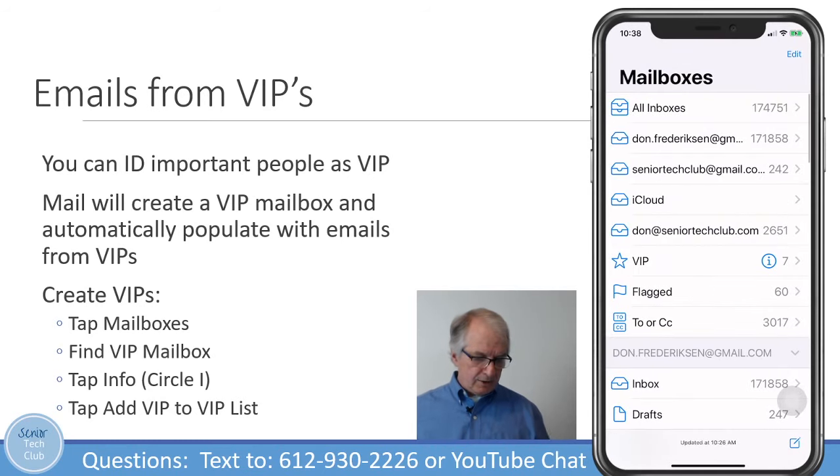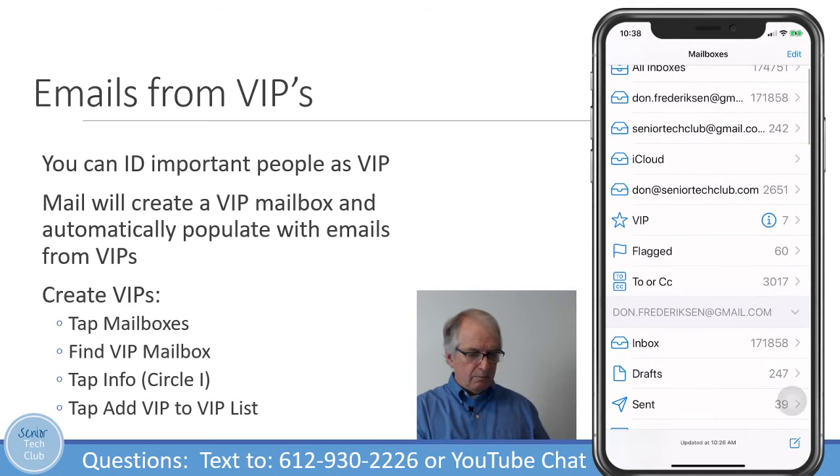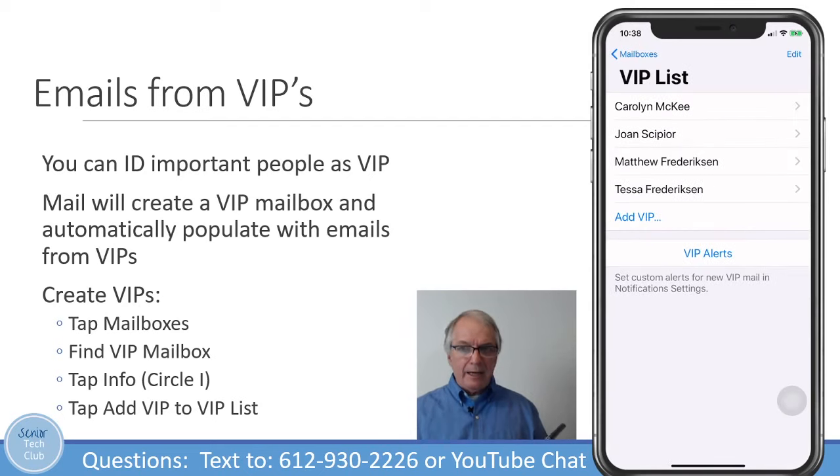I tap on mailboxes, and now I look for the VIP mailbox. In my case, it is right here. If I just tap on that item, it'll go to the VIP mailbox. What I want to do is tap on the info button, the circle I, as I always label it. If you tap on the circle I, you are now looking at my VIPs.